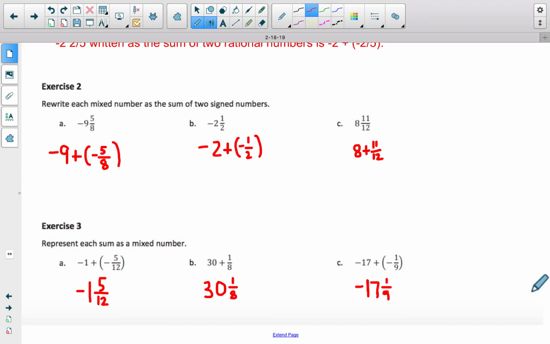So now on your screen you can see the answer to the 3 parts of exercise 3. For A, you should have got -1 and 5/12 when you combine those together, 30 and 1/8 for part B, and -17 and 1/9 for part C. Notice in A and C, you don't put two negatives on both the whole number and the fractional component. So just keep that in mind. It shouldn't have been -1 and then a negative again. Just one negative, if it's written as a mixed number, assumes that both parts are negative.